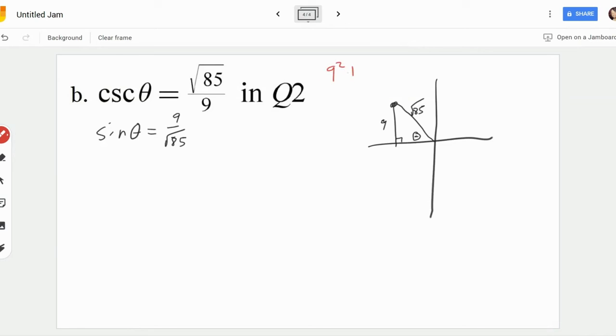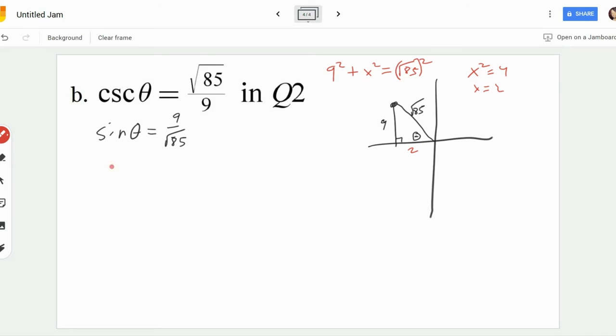9 squared plus, in this case, I don't have the x direction, so I'm going to call that x squared, is square root of 85 squared. And 9 squared is 81. You're going to subtract to the other side. Square root of 85 squared is going to be 85, and then when you subtract 81, you're going to get 4. So essentially this is 4, x is 2. So we know that side's 2.